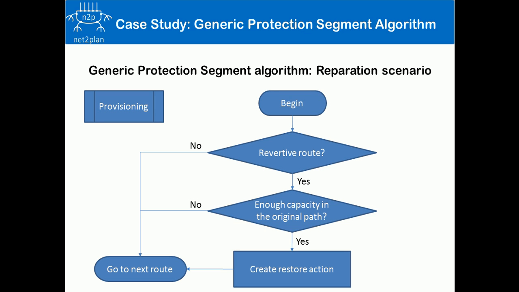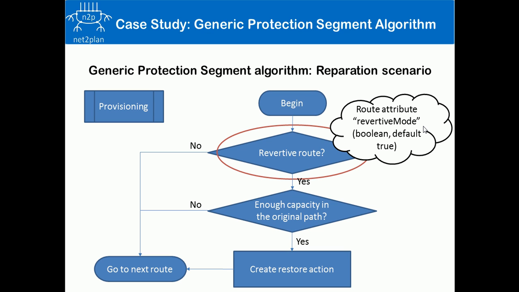For each candidate to repair route, that is a route that failed before and was being backed up by a protection segment but now has all its links and nodes available, the algorithm will first check if the route is in revertive mode. Again, remind you that the revertive mode of a route is controlled by the route attribute revertive mode. If the route is not in revertive mode, it will continue to carry the traffic through the protection segment and then will proceed to the next candidate to repair route.